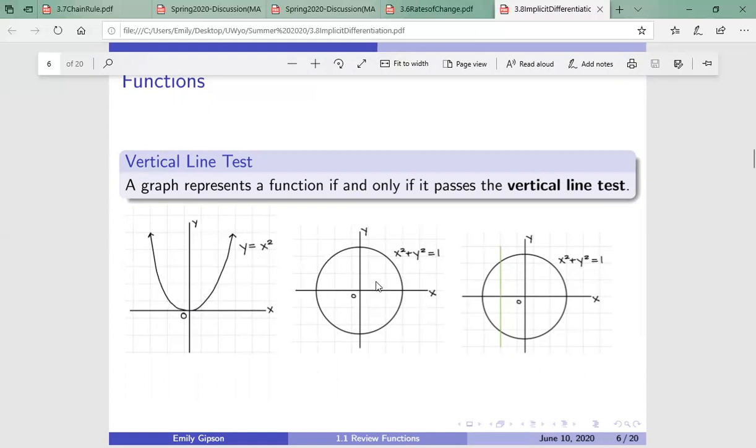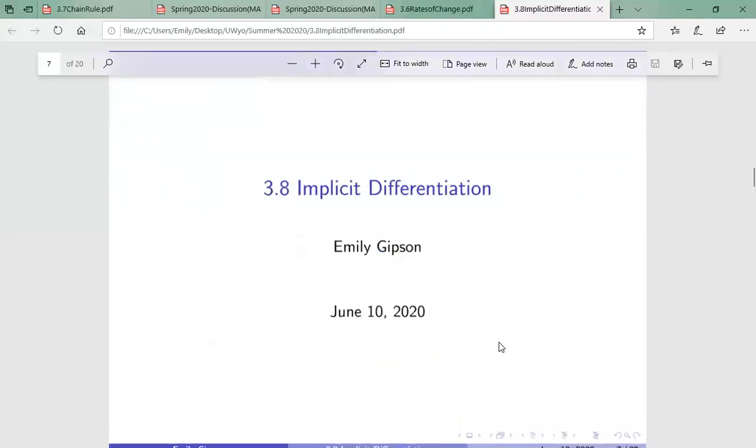Now, let's consider the graph of the equation x squared plus y squared equals 1. Because when I draw my vertical line, I intercept my graph twice, this is not a graph that represents a function. So this is not valid, and it fails the vertical line test. So now that we know what the vertical line test is, we can get to implicit differentiation.